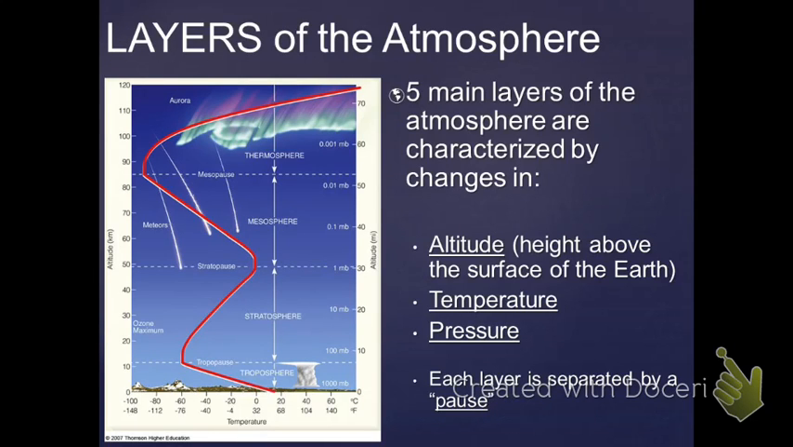Earth's atmosphere is divided into 5 main layers. The layers are characterized by changes in altitude, temperature, and air pressure. Altitude is the height above the Earth's surface.